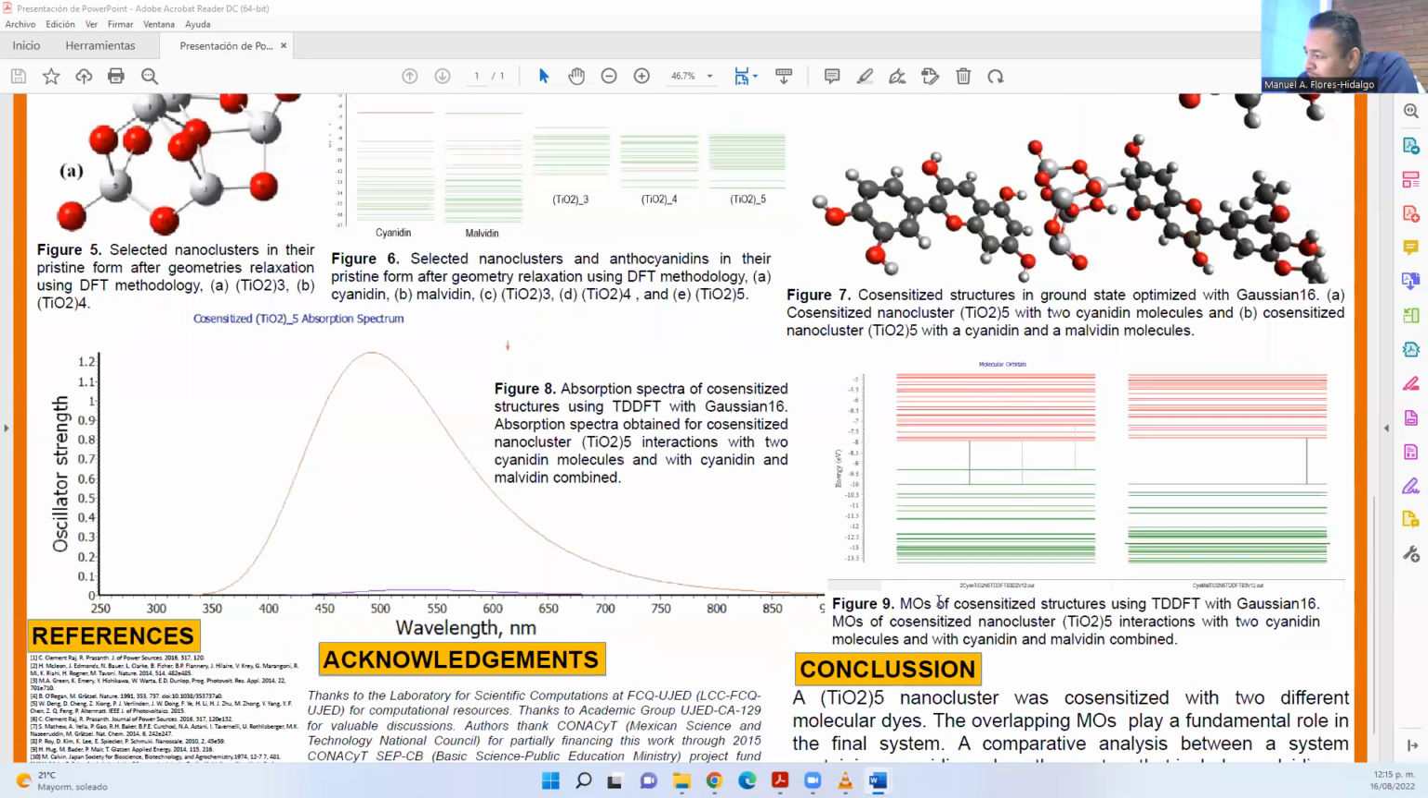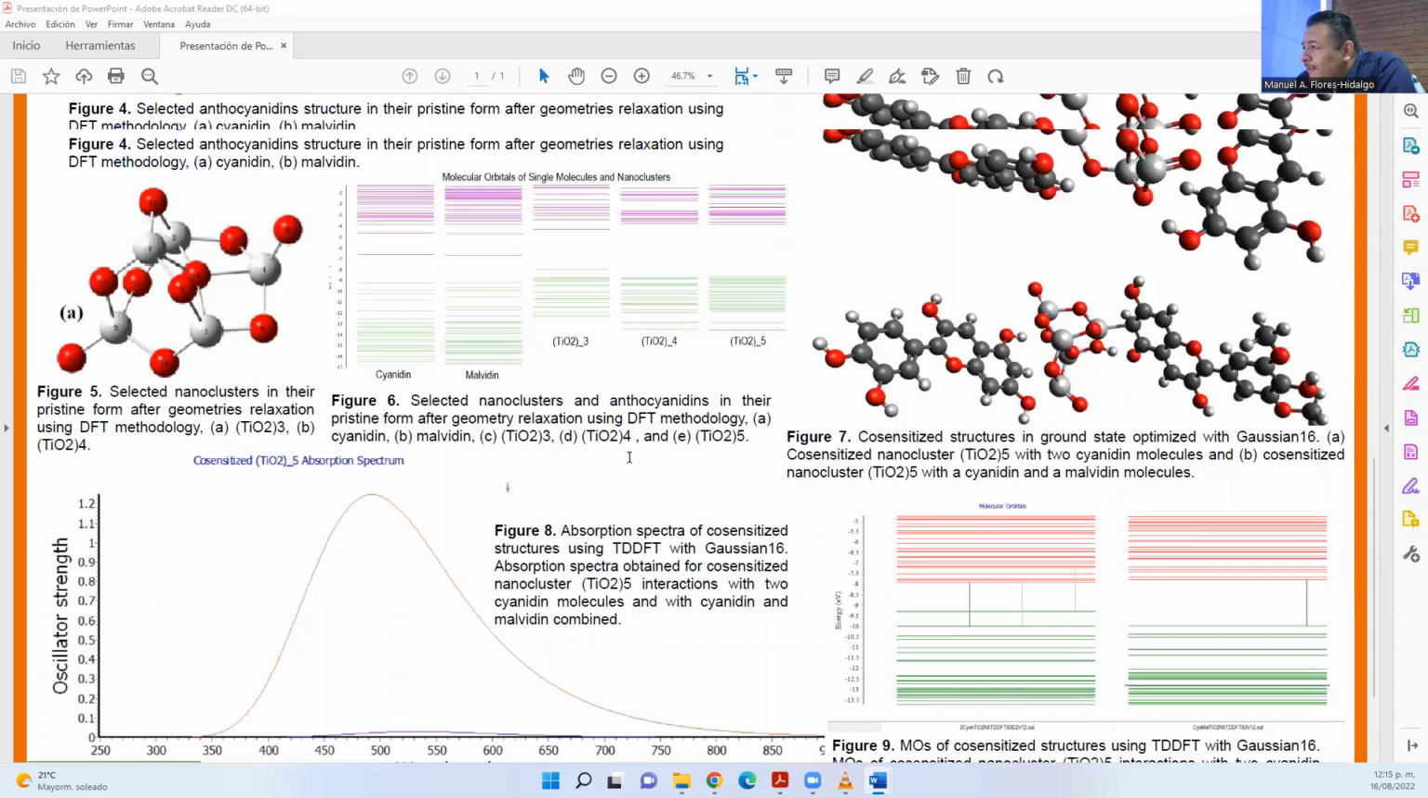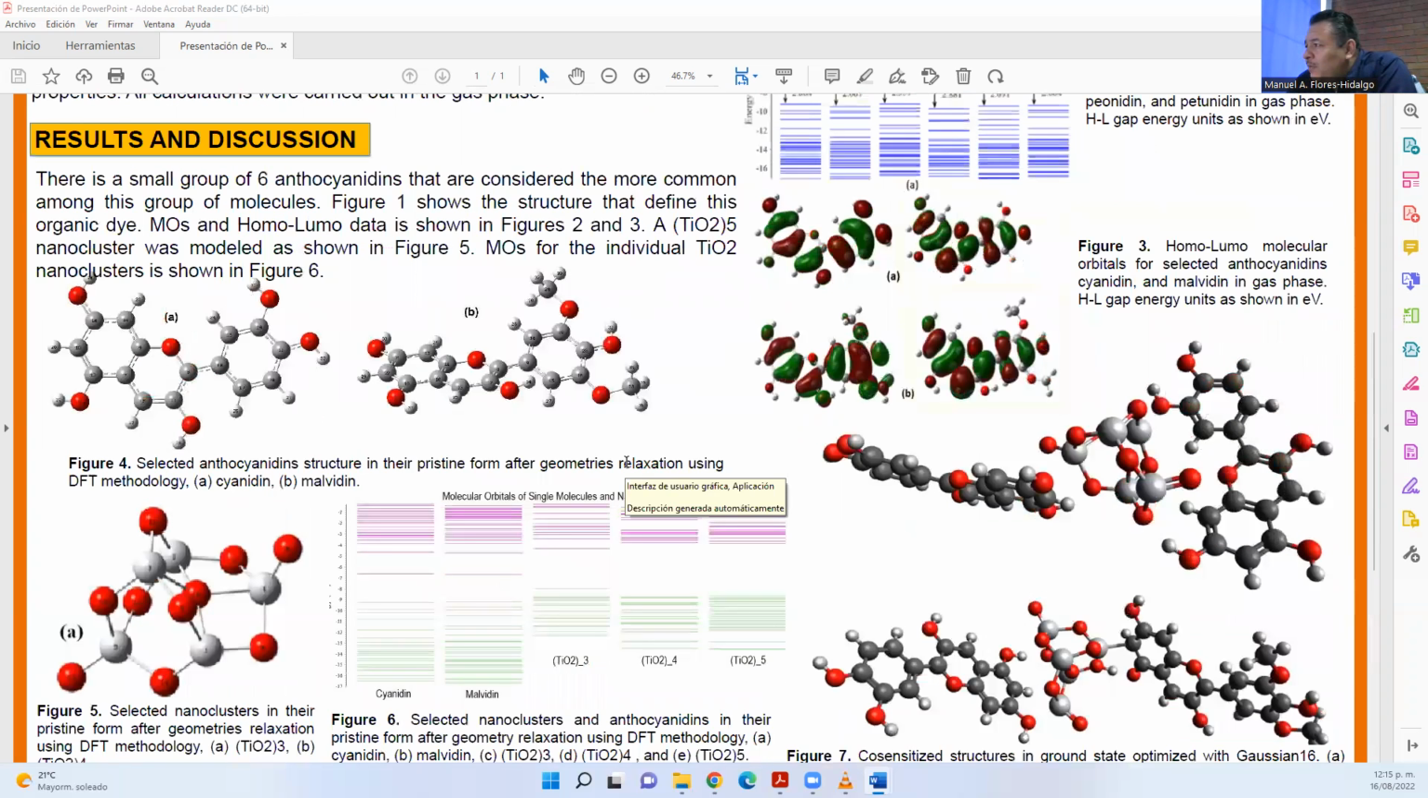For example, the molecular orbitals for the cyanidin combination with the titanium dioxide is here in the first, let's say, energy states that are shown here. Then in the second graph here that is next to it, we can see the cyanidin malvidin combined with a titanium dioxide. So there is a difference in the effects of the molecular orbitals, which at this point we think that we can continue improving these results and producing more data.